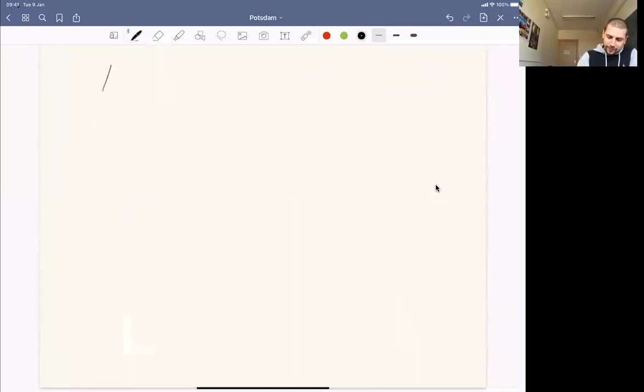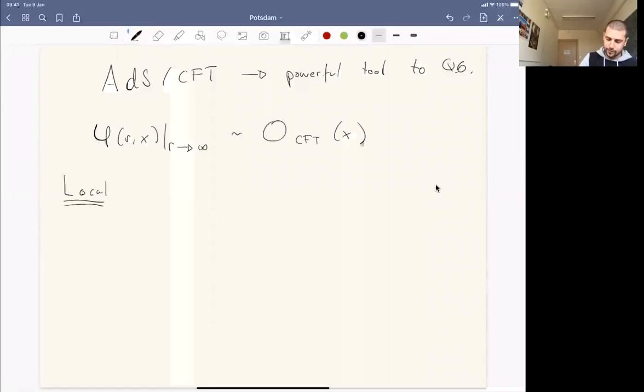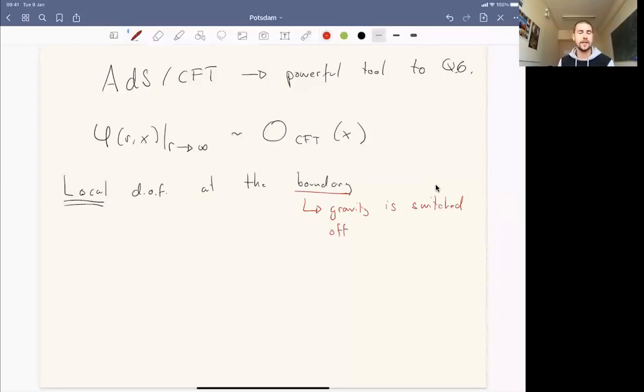AdS/CFT has been a super powerful tool to study quantum gravity. Part of this comes from the fact that the dictionary of AdS/CFT tells you that the asymptotic value of bulk fields gets mapped to local operators of the boundary CFT. What's going on here is that the local degrees of freedom of the theory all lie at the boundary. In particular, the boundary is a place where gravity is switched off. And so many things are well defined there.